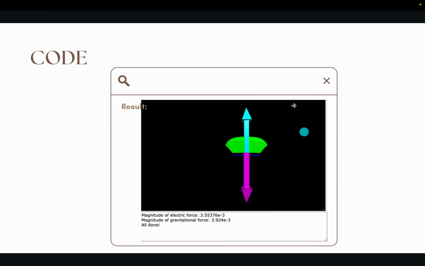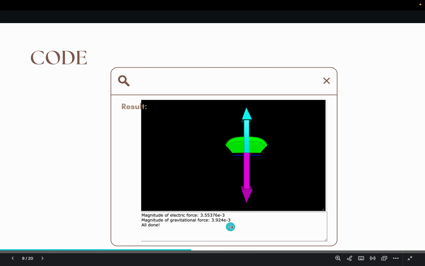And here's the result of my lab. The top arrow is the electric force arrow, and the electric field is over my tape B, and my tape A is the blue line below it, and this pink arrow is the gravitational force. The calculation shows the magnitude of the electric force is almost equal to the magnitude of the gravitational force.